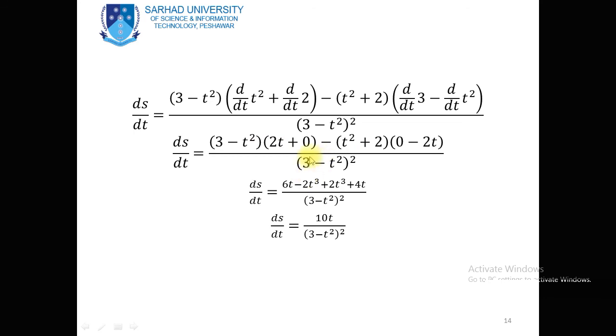Now after simplification we obtain 6t minus 2t cube minus 2t cube, like you see over here, minus 4t, and after multiplication with this minus symbol we obtain plus 4t. So minus 2t cube plus 2t cube cancel, and 6t plus 4t is 10t, divided by 3 minus t square whole square.